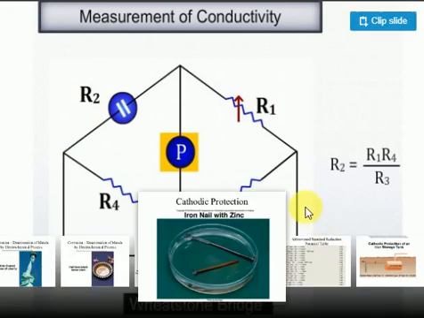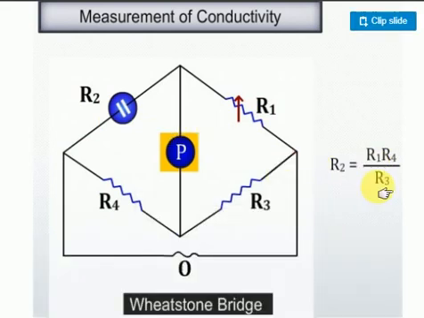If you calculate, the R2 value will change: R2 is equal to R1 by R4 and R3. You can calculate resistance, and based on resistance you can say how much conductance there is.